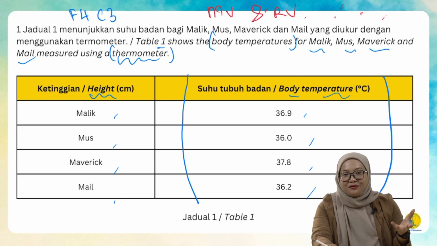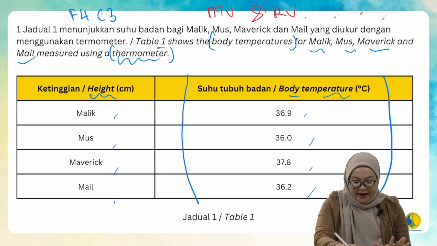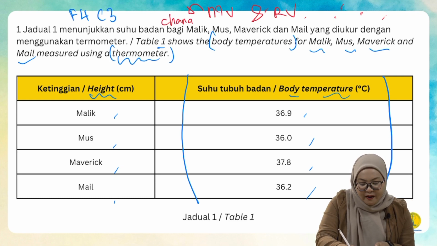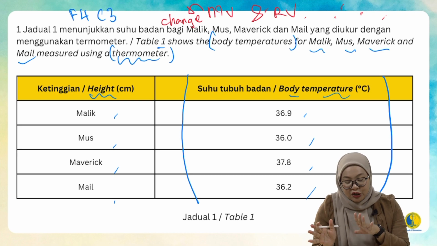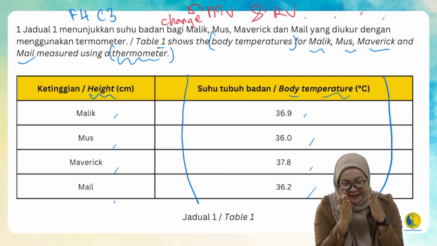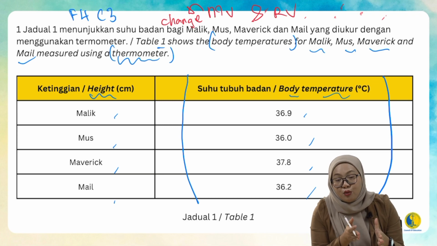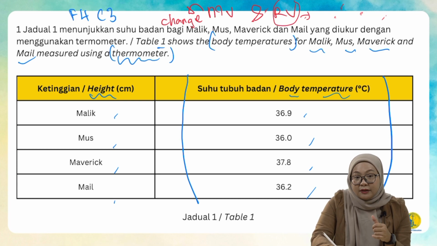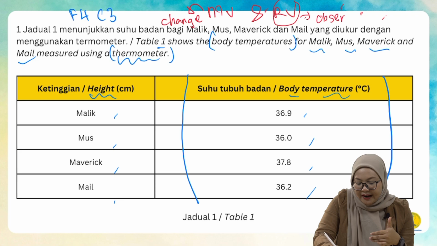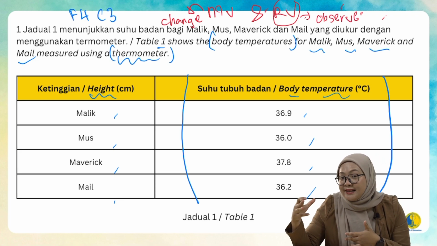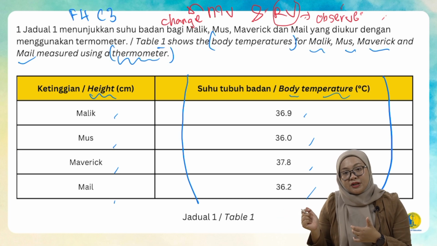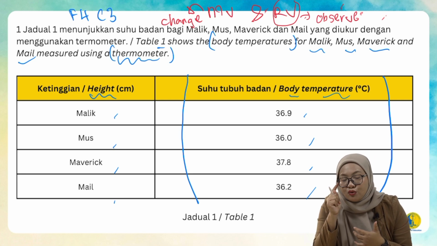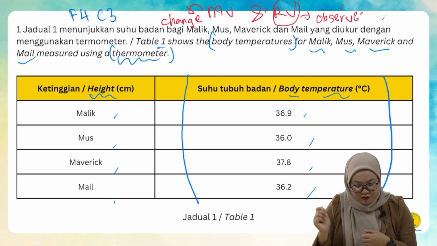So how to find the manipulated variable? Remember guys, the manipulated variable is the variable that is changeable for the whole experiment, the only variable that we can change. The responding variable is the variable that we observe at the end of the experiment. What do you observe at the end of the experiment? The body temperature, the colors of the litmus paper. What do you observe by using your eyes? Naked eyes, no need for the microscope.